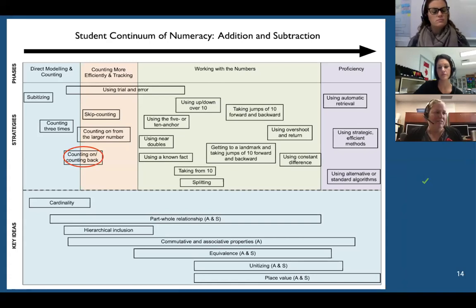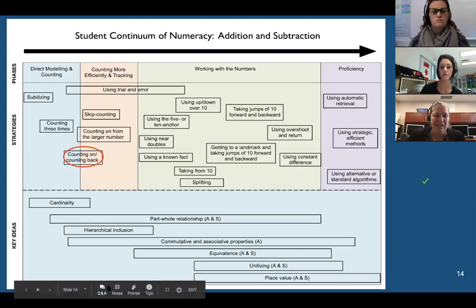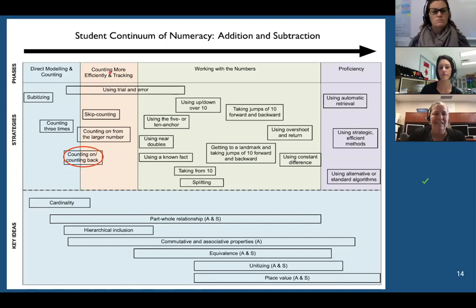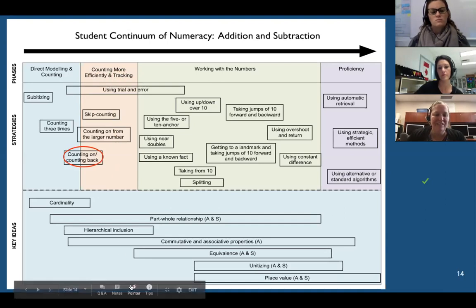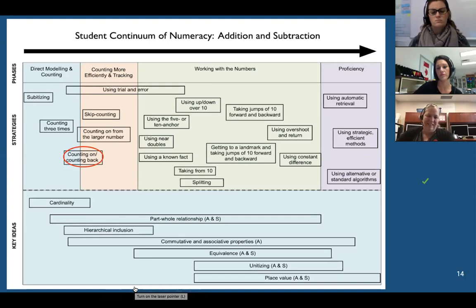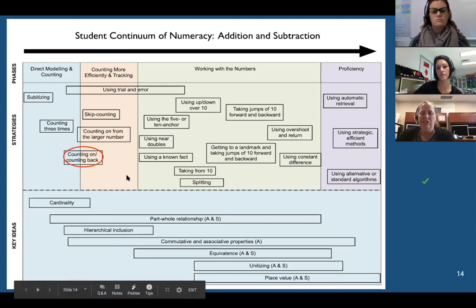Okay, so as I pointed out, counting on is actually on both sides of the orange. The one that's on the counting more efficiently and tracking side of the orange is the one that most people are more familiar with. And so this one is the counting on, and then as you see at the top, this one says tracking. And if I was going to ask most adults to show me counting on, this is what they would do. We don't typically do the one that I showed you earlier. This is the one that we would typically do.